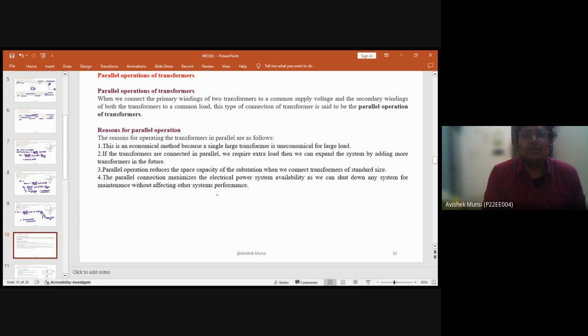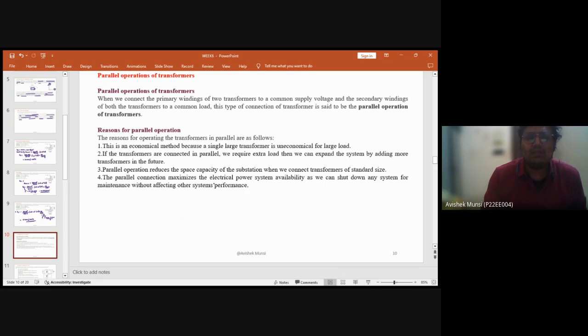Parallel operation also reduces the space required at the substation. One big transformer requires a huge space, so the substation size goes up. Even if we have enough space, we don't prefer such large transformers. Instead, we prefer parallel operation of transformers. We take single phase transformers of a standard size and parallel them for distribution and other purposes.